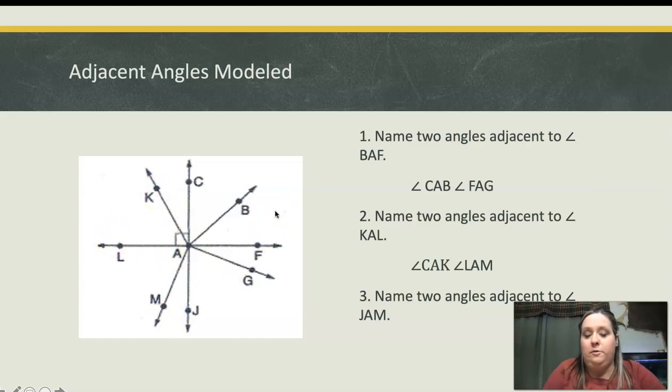So another proof that you're watching this video, I want you to tell me the answer to number 3 and name 2 angles adjacent to JAM. So 2 angles adjacent to JAM. JAG and LAM. I have the answer right on here. So message me what you think your answer is.